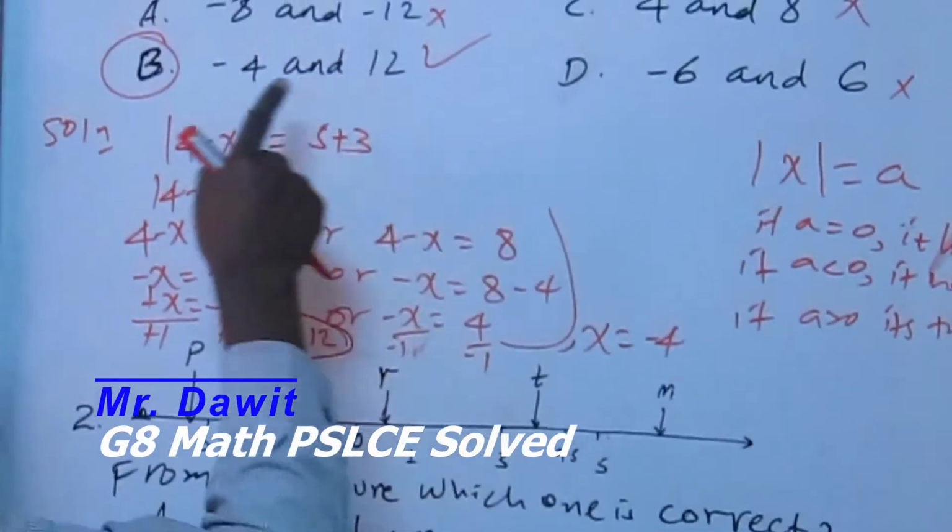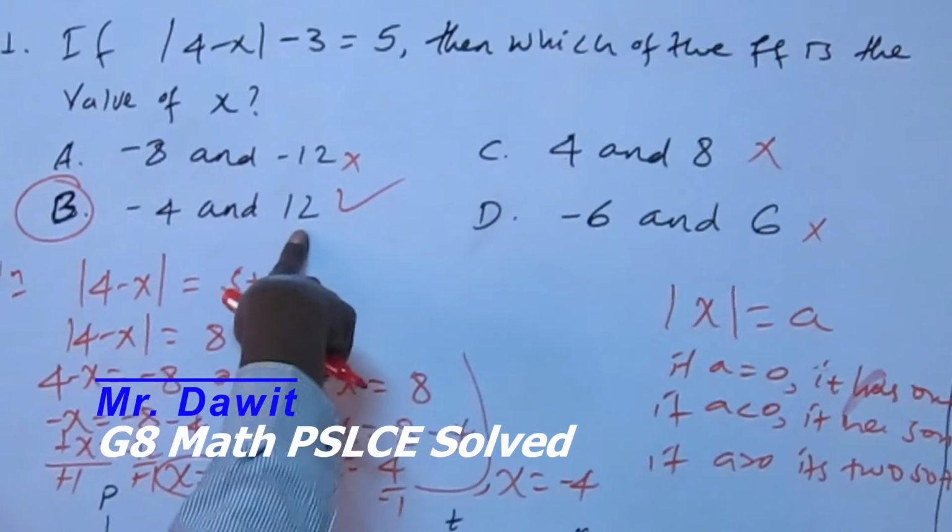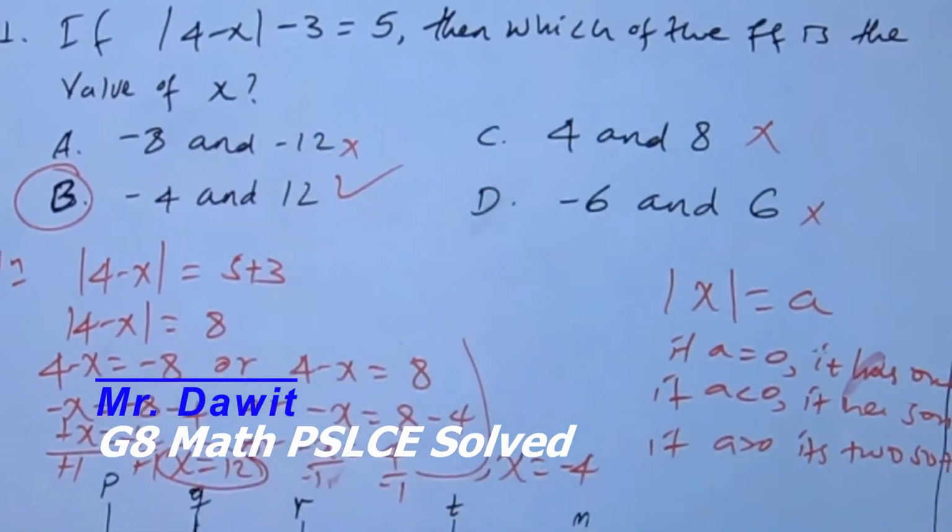When you substitute x by negative 4, you will get that this equation is true. And again, when you substitute x by 12, this statement becomes true.